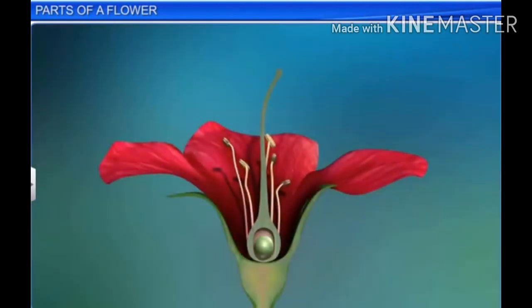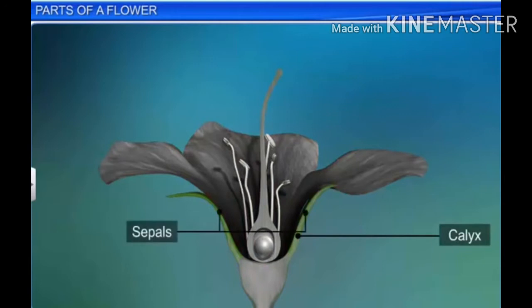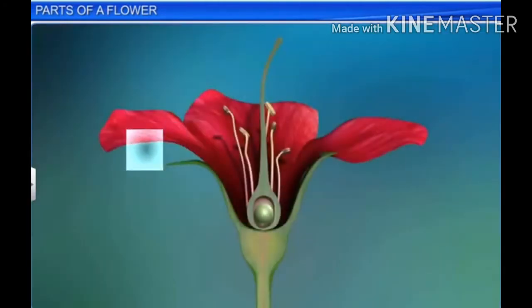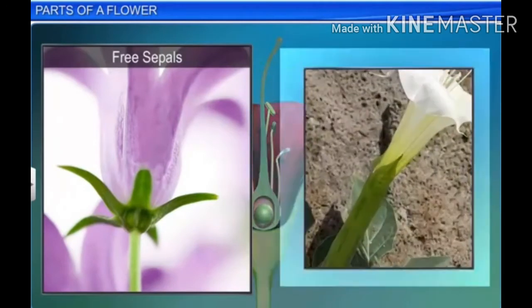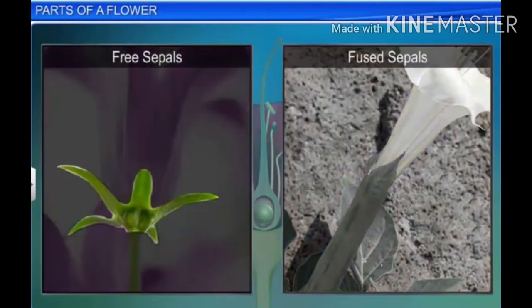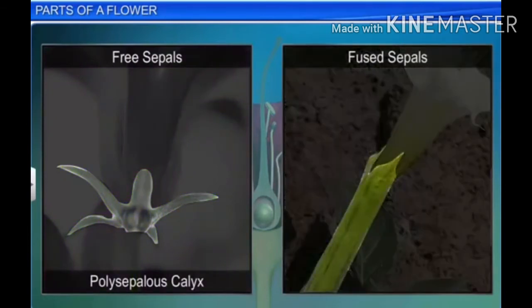The outermost whorl is the calyx, which consists of sepals that are green, leaf-like structures that protect the flower in its bud stage. The sepals can be either free or united. When free, the calyx is called polysepalous, and when united, the calyx is called gamosepalous.